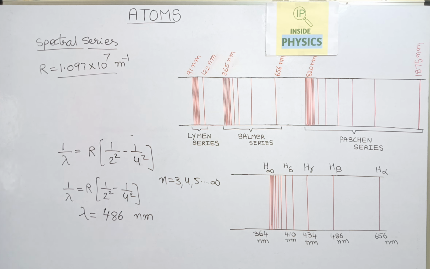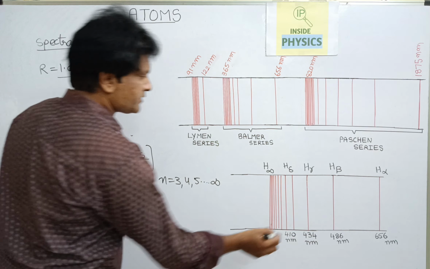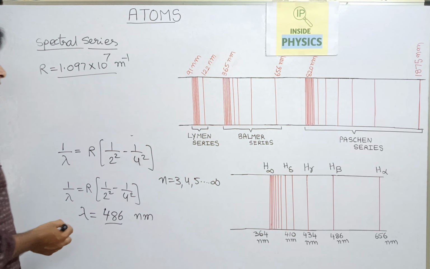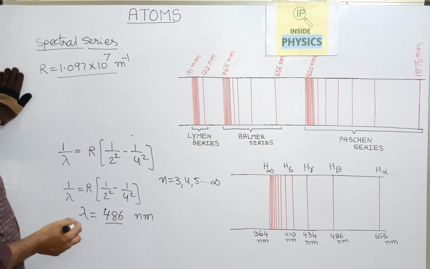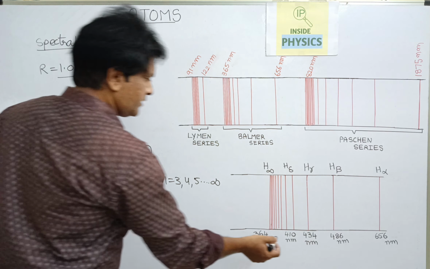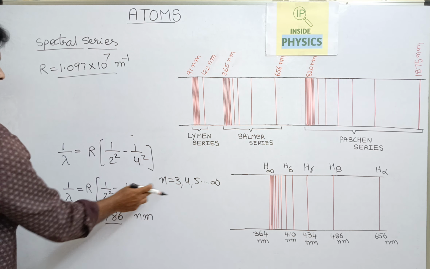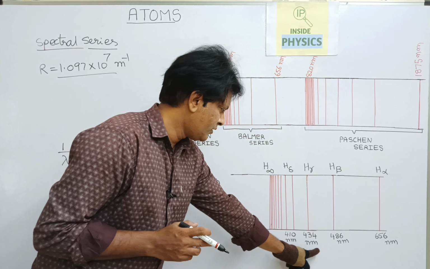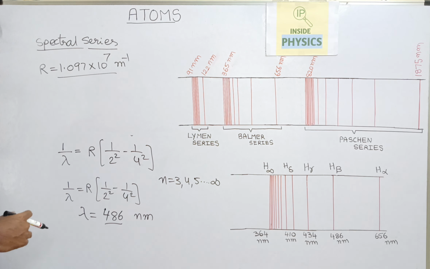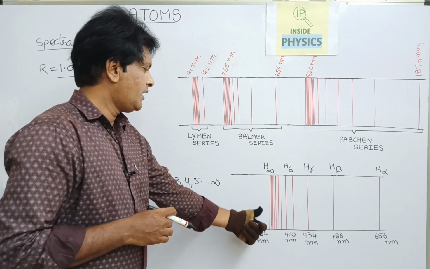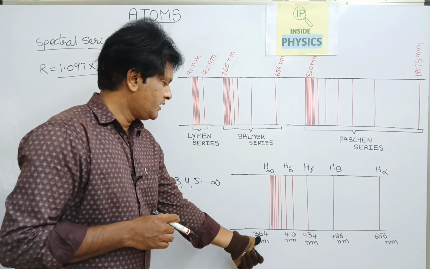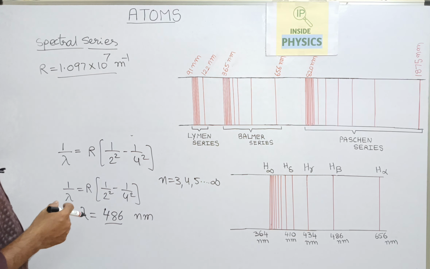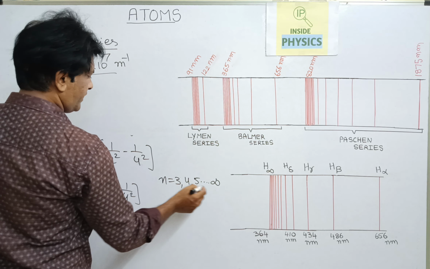So that 4 which is substituted will give you this value, which is termed as the H beta line by Balmer. So H alpha, H beta, and this is H gamma. If you put 5 here, you will get the value of H gamma, which is around 434 nanometers. Like that, the wavelength is decreasing, and the least value in the Balmer series is 364 nanometers. To get that value, you need to put n as infinity.